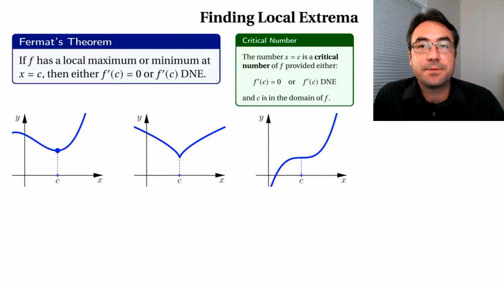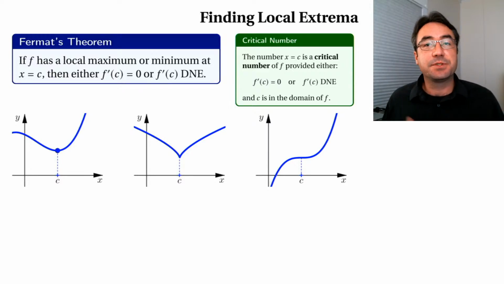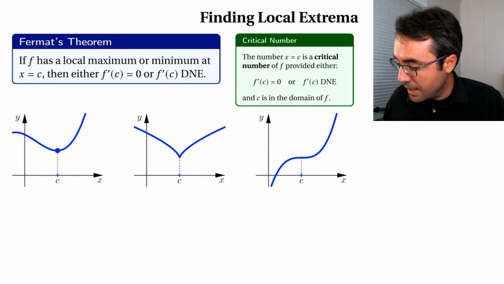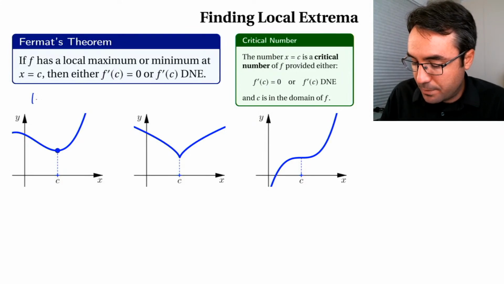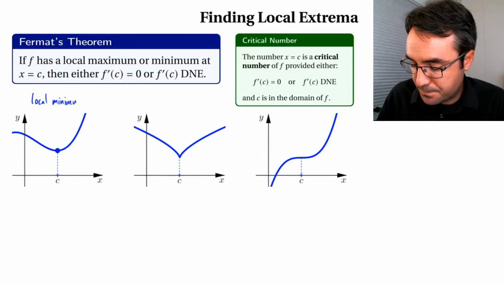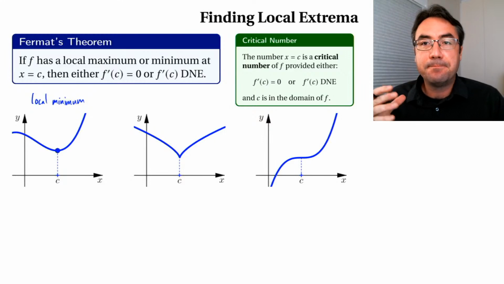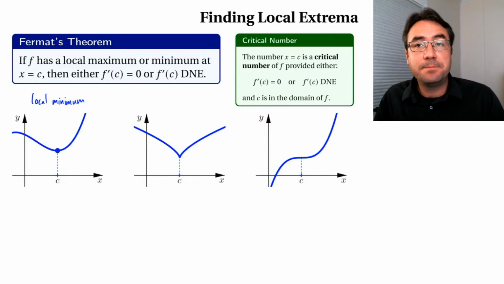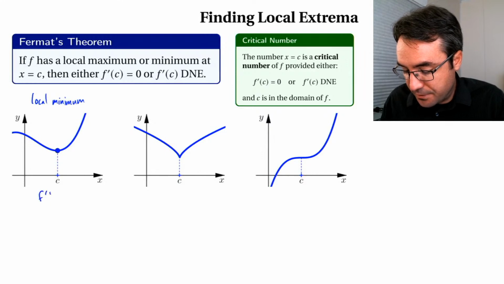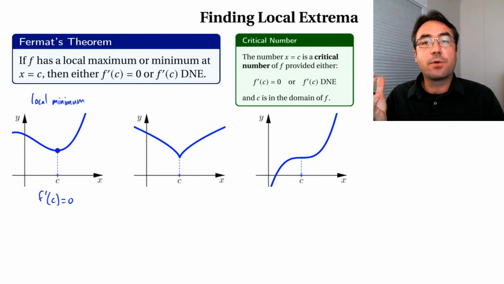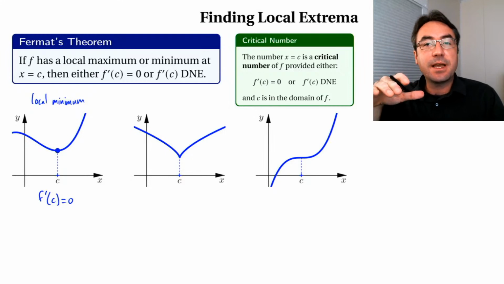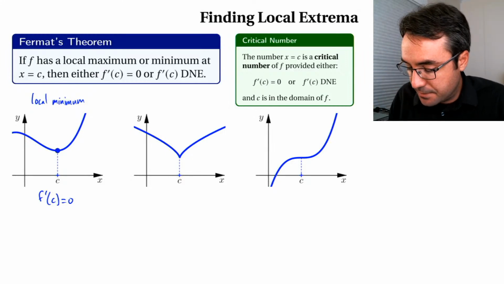So let's see just some examples of what might happen. In the first graph here, we have a local min. So Fermat's theorem says if we have a local minimum, then the derivative is equal to 0 or the derivative is undefined. And what we're seeing in this case is our derivative is equal to 0. We're seeing a graph where the graph flattens out nice and kind of gradually there. We have a horizontal tangent line.